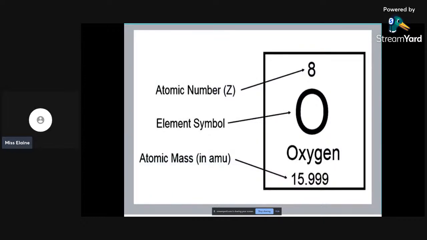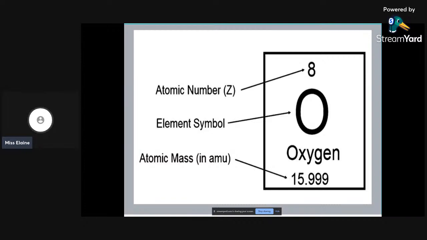Now, oxygen. We have the atomic number on the upper side. We have the element symbol, so O stands for oxygen. Then we have the atomic mass. As you can see, it has a decimal point. Most of the periodic table does not consider it as a whole number. We all know that oxygen is 16.